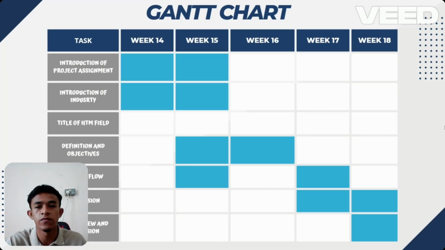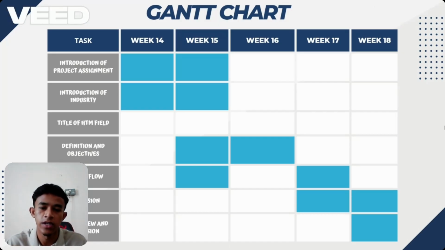So next, for week 15, we move on to the definition and objective of the title of the HTM field. Next, week 16, we complete definition and objective and start to do the project flow, including diagram and other details. For week 17, we focus on finalizing the project flow and writing the summary for the conclusion.